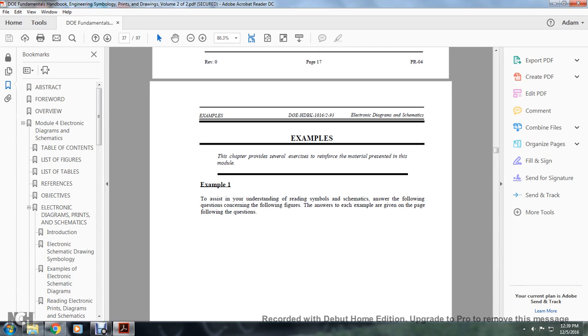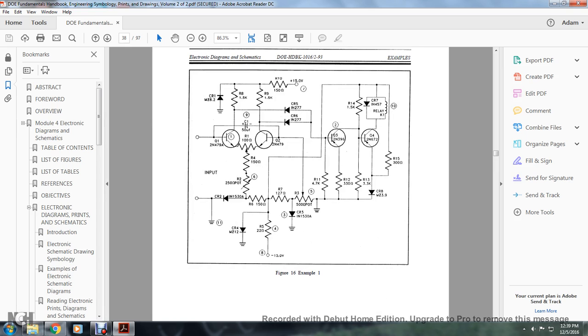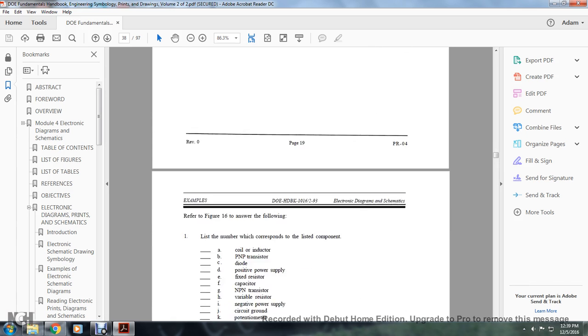Example 1: to assist in understanding, reading symbols and schematics, answer the following questions concerning the following figure. The answers are given on the page following. Figure 16, example 1, shows PNP and NPN rectifiers, resistors, diodes, contactors, and grounds. There are so many different electronic drafting symbols. It's really hard to tell.